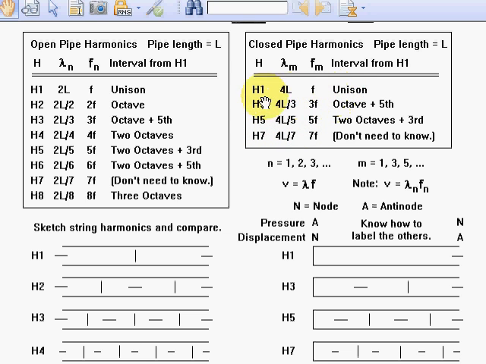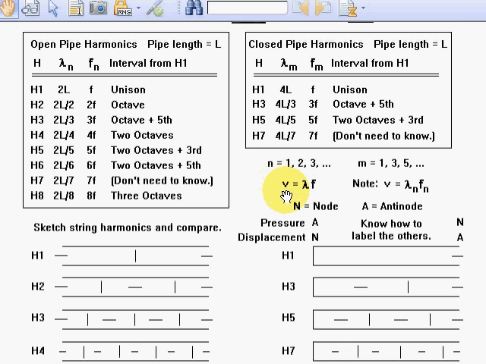And the intervals are the same idea over here, just whatever the odd ones are. See, unison, you compare the first one with itself, it's 1 to 1. When you go to the third harmonic, it's the same, octave plus a fifth. The seventh we don't worry about. The fifth here is 2 octaves and a third. So it's very, very simple to get this chart from this other chart for the open pipes by replacing 2L with 4L, crossing out the evens, and you're all set.